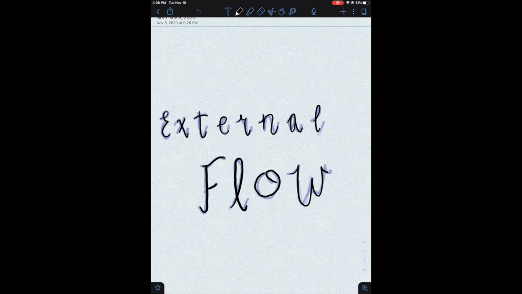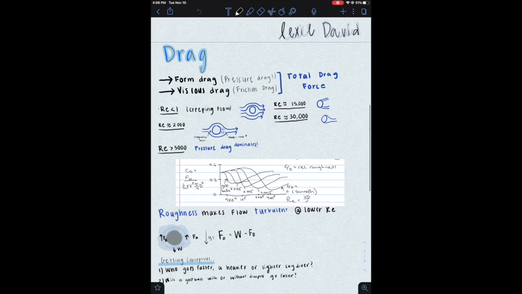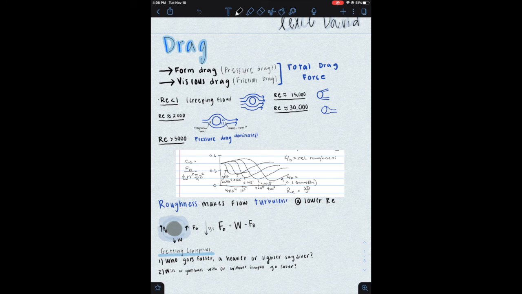External flows are flows over bodies immersed in an unbounded fluid so that the flow boundary layer can flow freely in one direction. Along with flow, there's also drag. There's form drag or pressure drag, and then from velocity gradients near the sphere or whatever body that's falling through air or water, there is viscous drag or friction drag. The sum of the two is the total drag force.